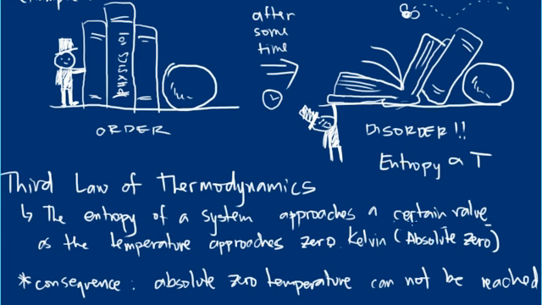And because of that limitation, that absolute zero cannot be reached, you cannot construct perfect heat engines, which wouldn't be the scope of our topics anymore.